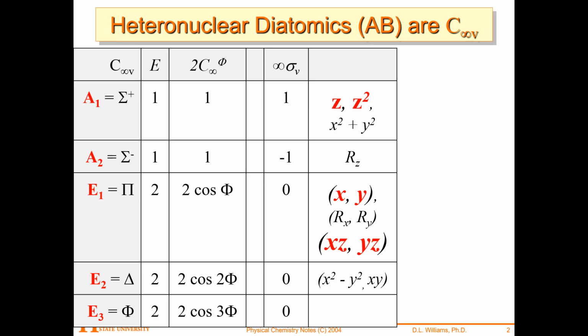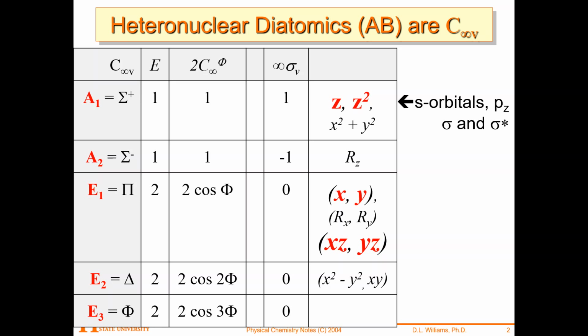And so we see that Z and Z squared are up here at the top. That would be A1. X and Y would be E1, and so would be XZ and YZ, and we'll see the importance of those also. So it's going to be a lot of A1s and E1s. So S orbitals, PZ orbitals, sigma and sigma star orbitals are going to be at the top row. They're going to be A1. And that's really very nice.